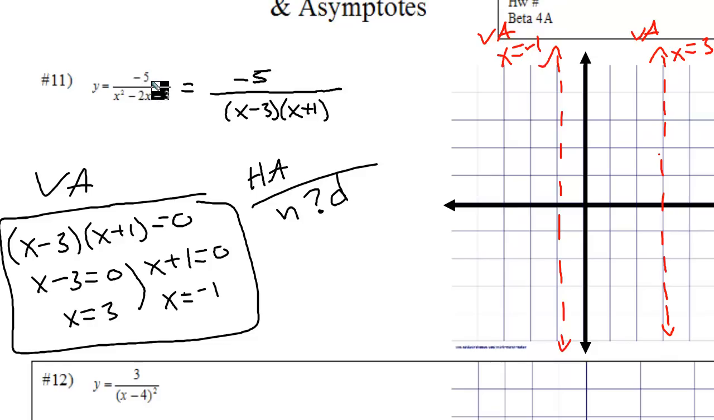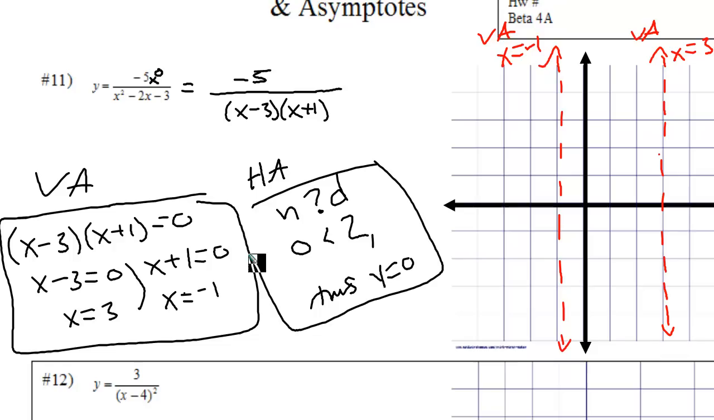The numerator, technically, its biggest exponent is a 0. This is negative 5 times x to the 0, because x to the 0 is 1. The denominator is a 2. If the numerator is less than the denominator, we have a horizontal asymptote at y equals 0. So that's what we know. No idea what the curve looks like.